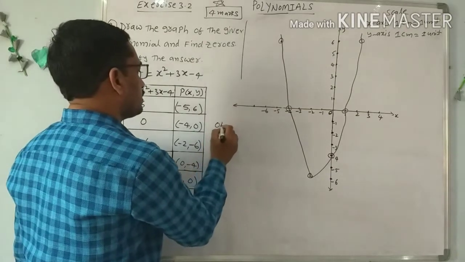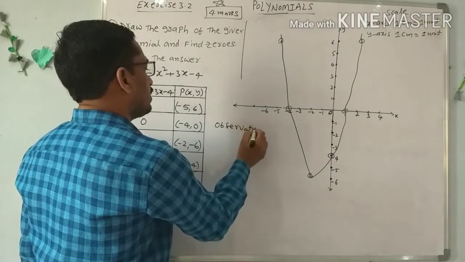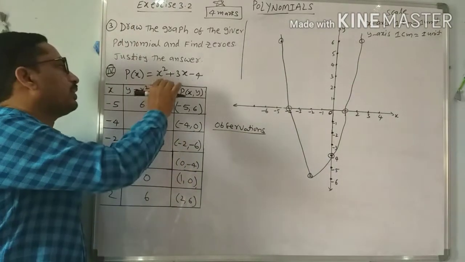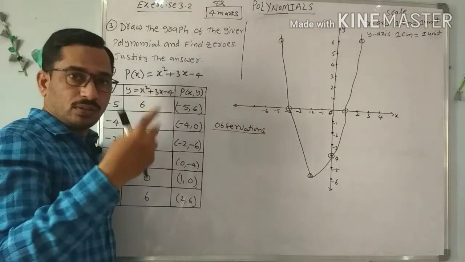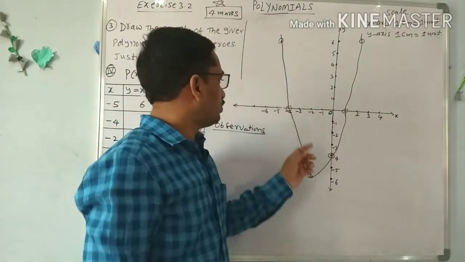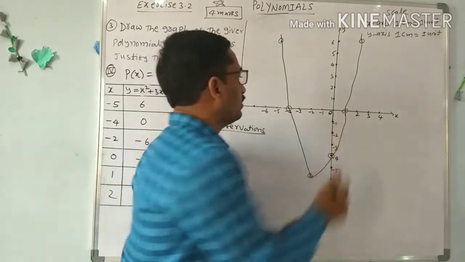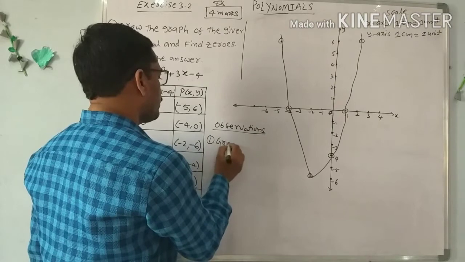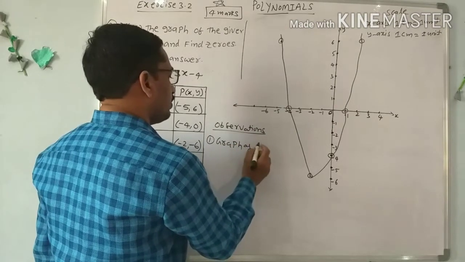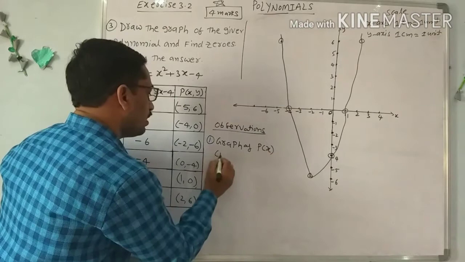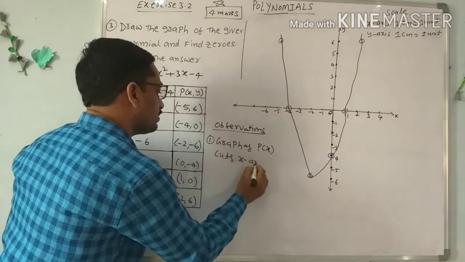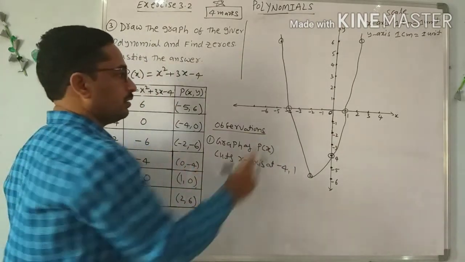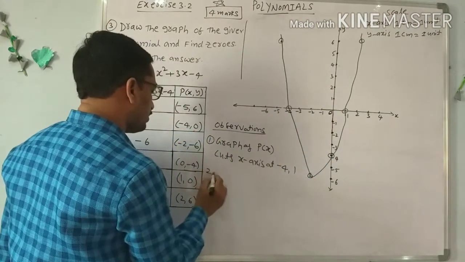Now see the observations. So what are the observations? The graph cuts x-axis at 2 points because it is a quadratic polynomial. It has at most 2 zeros. So the graph cuts x-axis at 2 points, -4 and 1. The first observation, graph of polynomial p(x) cuts x-axis at -4 and 1. Now this is the first observation.